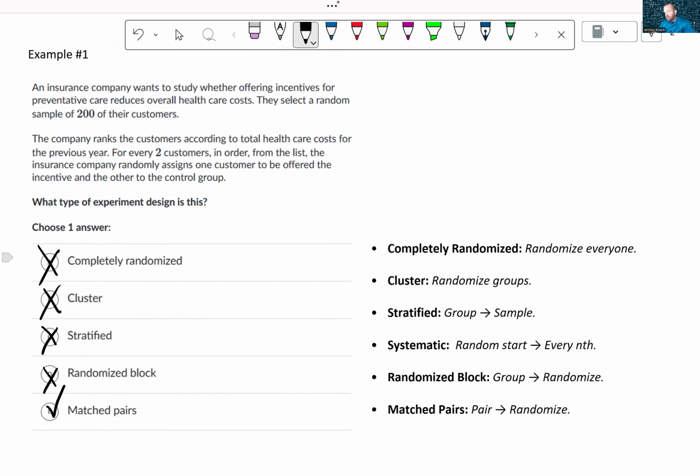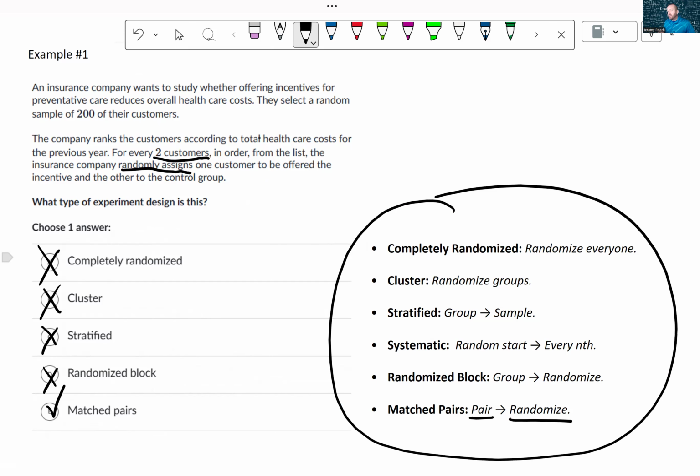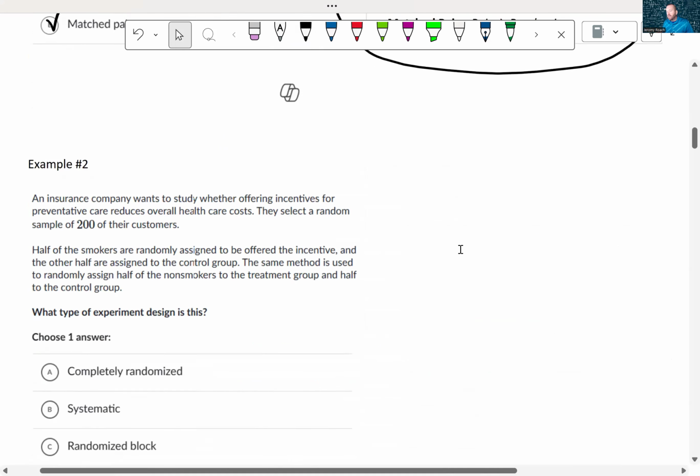So they're put into pairs. It says for every 2 customers, they randomly assign them. So they pair it and then they randomize. If this cheat sheet helps you a little bit more, you can use that for these first types of problems. Let's look at one more of these.